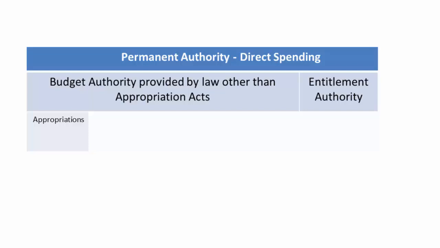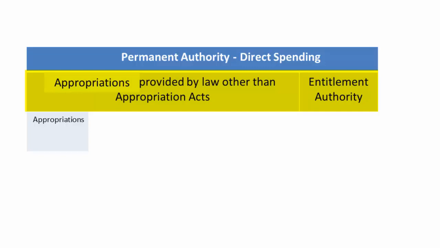Once we've finished our discussion of appropriation language, we'll spend a little time on some of the language you might come across that provides spending authority from offsetting collections in permanent law, just to complete the picture. But for now, let's focus on 2 major categories: appropriations provided by law other than appropriation acts, and entitlement authority.